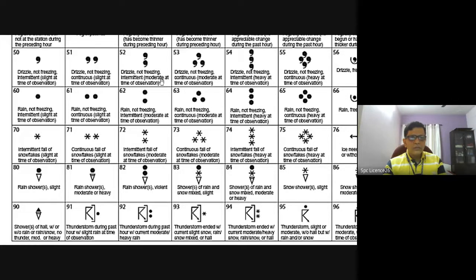Then a triangle of these three commas: drizzle, not freezing, continuous, moderate at the time of observation. Drizzle, not freezing, continuous. The drizzle is continuous here. The rain tends to get continuous and the snowfall tends to get continuous as such.